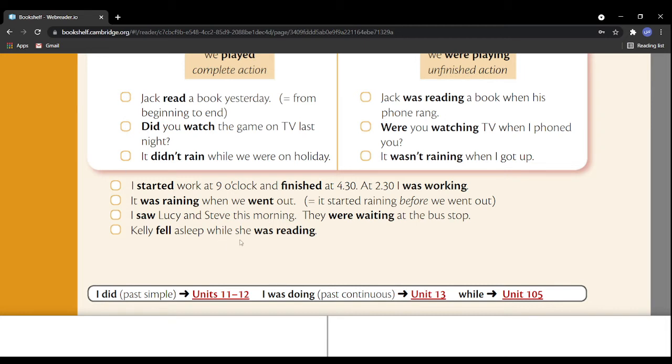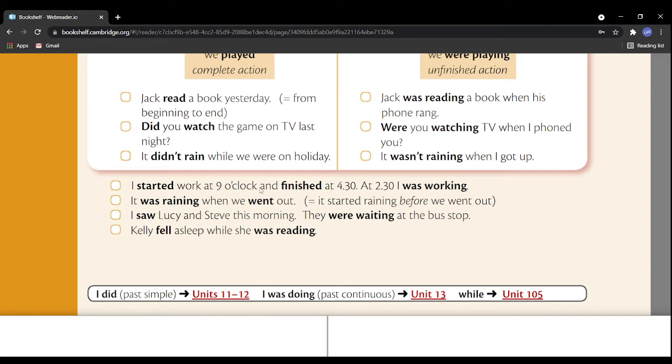I saw Lucy and Steve this morning. They were waiting at the bus. When you saw them, they were waiting at the bus. I fell asleep when she was reading. واحد يقرأ بعدين طاح وما عليه. يعني هو نايم. طبعا Kelly fell asleep while she was reading يعني قاعدة تقرأ بعدين نامت.